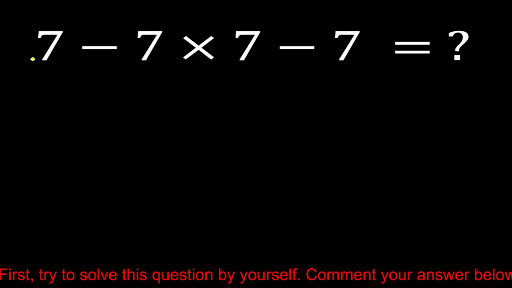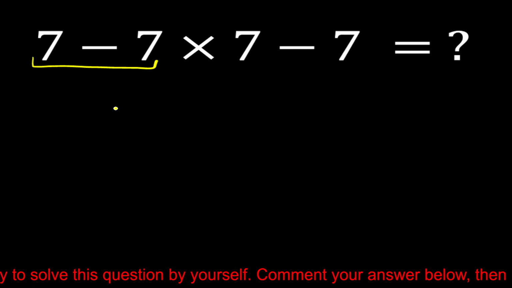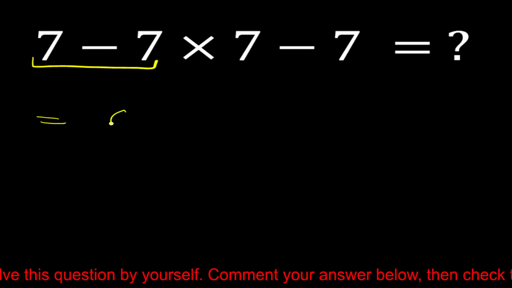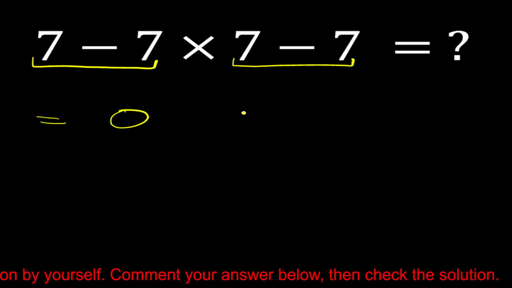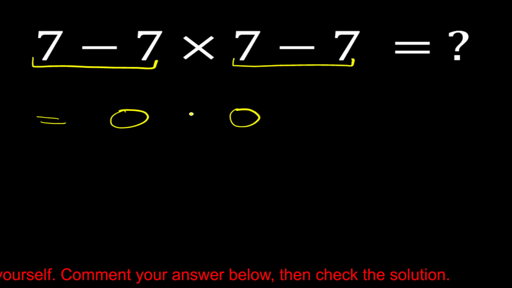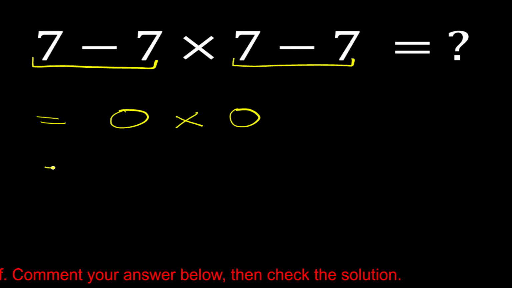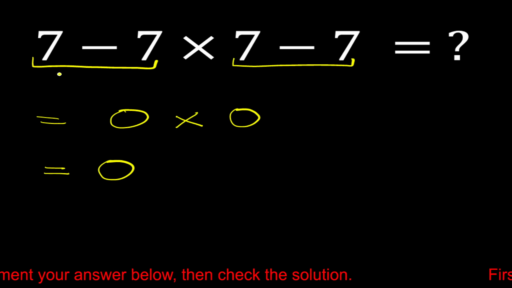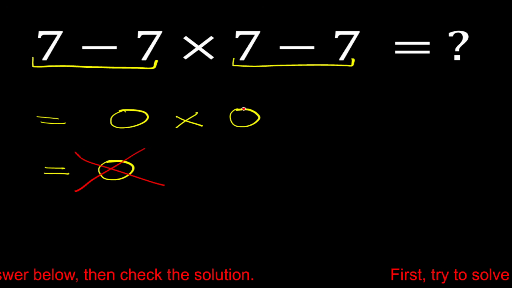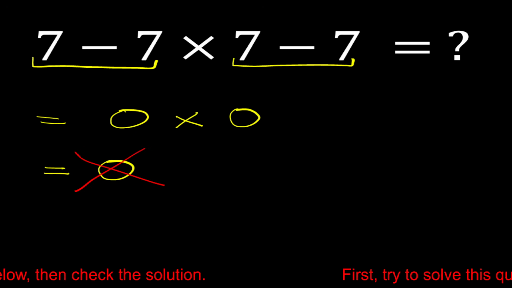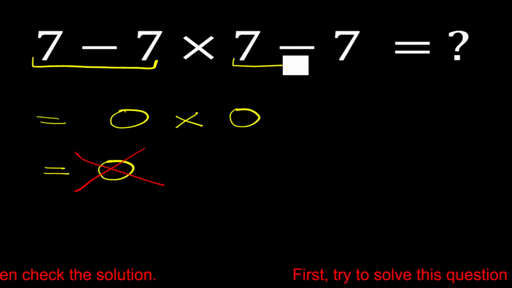So most people solve this question like 7 minus 7 is equal to 0. Then again 7 minus 7 is equal to also 0. Now 0 multiplies 0 is equal to 0. But this answer is not correct. Okay, now let's solve this problem correctly by using a PEMDAS rule.